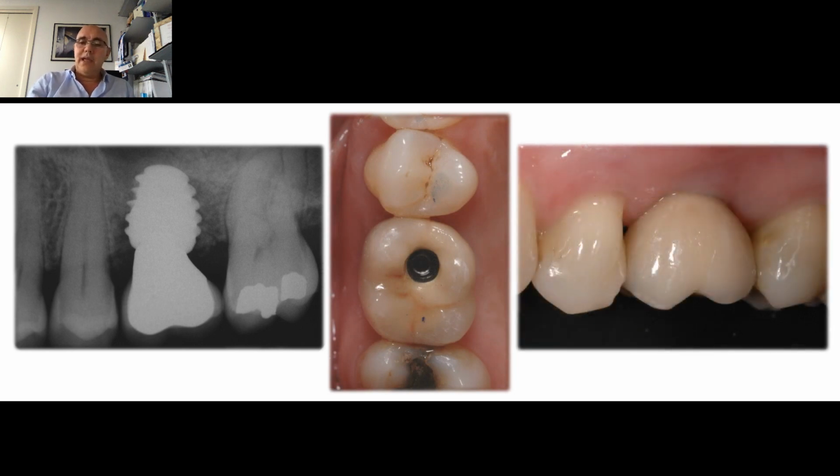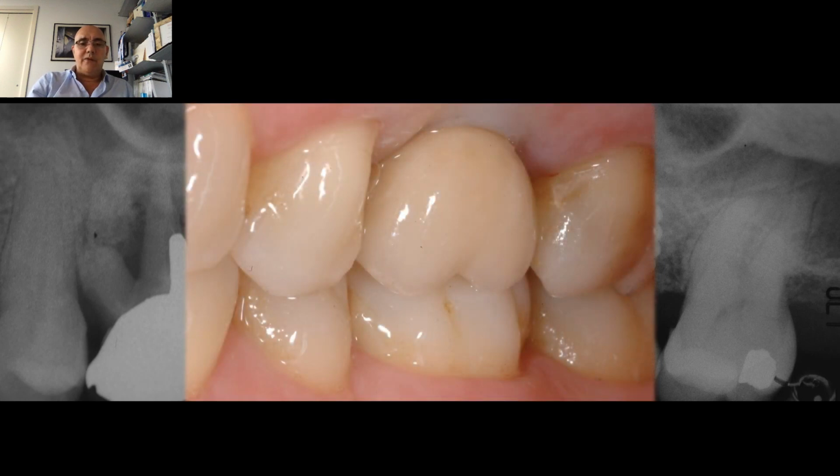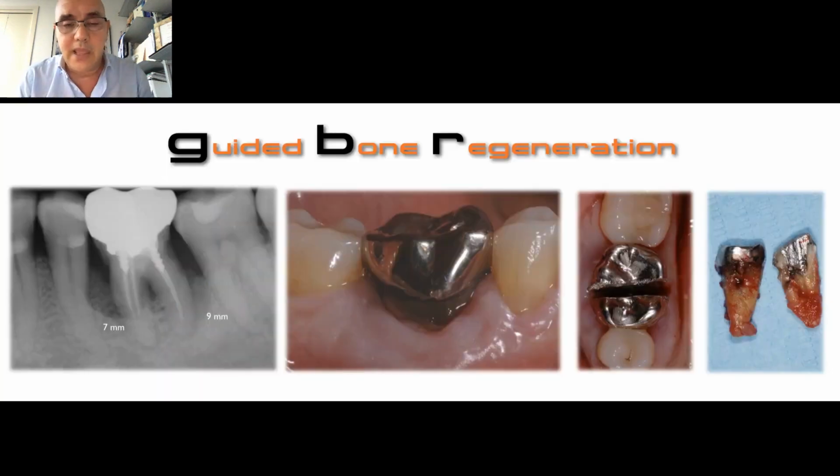So this was the day of delivery, and about 5 or 6 years down the line, in a follow-up, you can see how biomimetically the crown looks very nice, and the soft tissue looks very nice as well, in a situation that was almost an impossible case to treat. But let's look at one more case of single tooth, and then we will pass to other solutions.